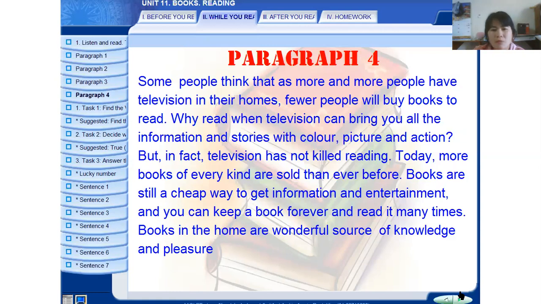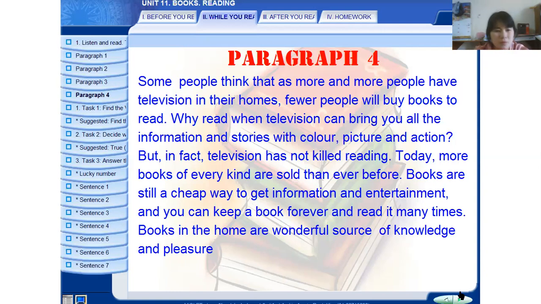Some people think that more and more people have television in their homes, so few people will buy books to read. Why read when television can bring you all the information and stories with color, pictures, and action? But in fact, television has not killed reading. Today, more books of every type are published than ever before. Books are still a cheap way to get information and entertainment. And you can keep a book forever and read it many times. Books in the home are a wonderful source of knowledge and pleasure.